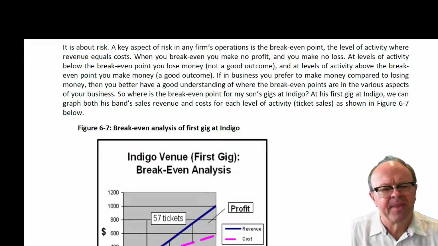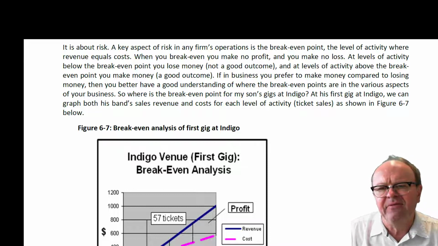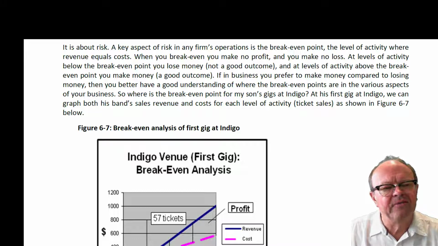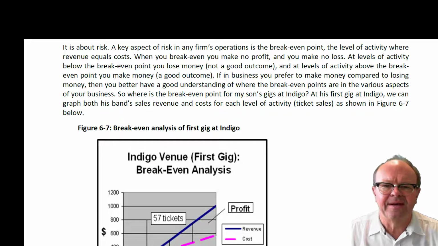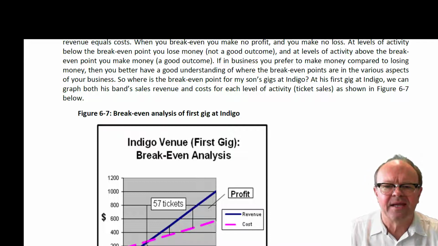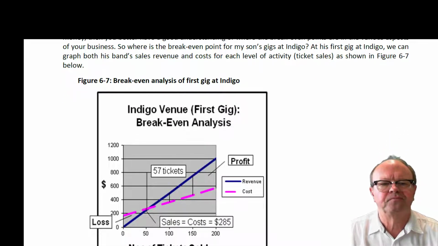It is about risk. A key aspect of risk in any firm's operations is the break-even point, the level of activity where revenue equals costs. When you break even, you make no profit and you make no loss. At levels of activity below the break-even point, you lose money. Not a good outcome. And at levels of activity above the break-even point, you make money, a good outcome. If in business you prefer to make money compared to losing money, then you better have a good understanding of where the break-even points are in the various aspects of your business.